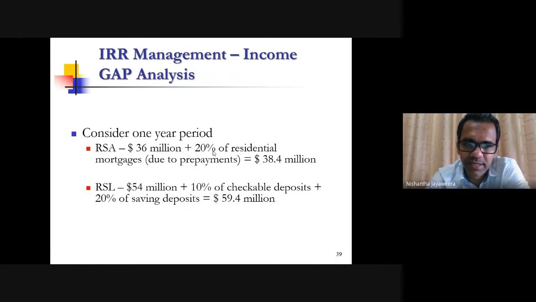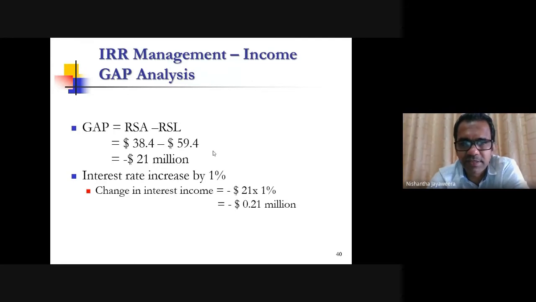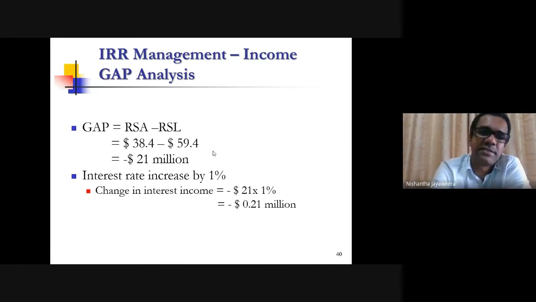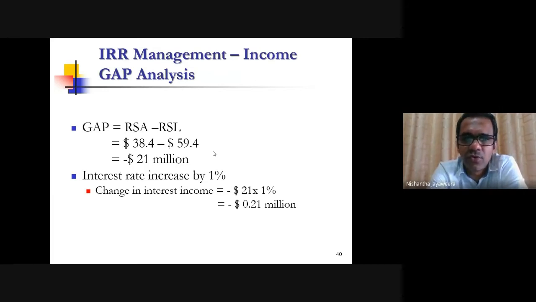So what is the gap? Gap is the rate sensitive asset amount minus the rate sensitive liabilities amount. The asset was only 38.4 million, whereas the rate sensitive liability amount is 59.4 million. So therefore there's a negative 21 million gap. Now it is very easy. If interest rate increases immediately by 1%, that's the other key, we assume the rate change is immediate. The rate impact will be immediate. If interest rate increases by 1% today, and for all the above products that increase is going to apply, what would be the change in interest income?